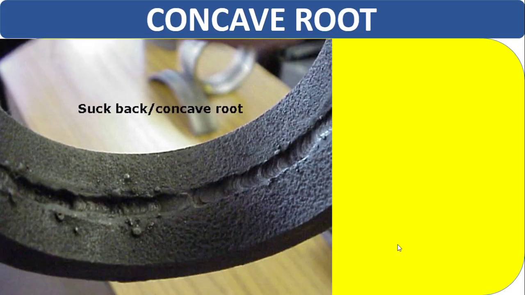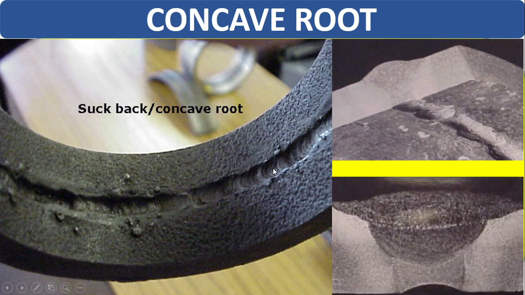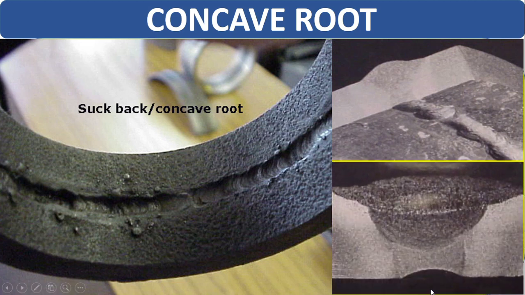Now, concave root, how does it look? You see the concave, how it looks. This is your concave root from here to here. You see it's not coming at the same level, it is coming inside. You understand here how it looks from here to here. This is your concave root.